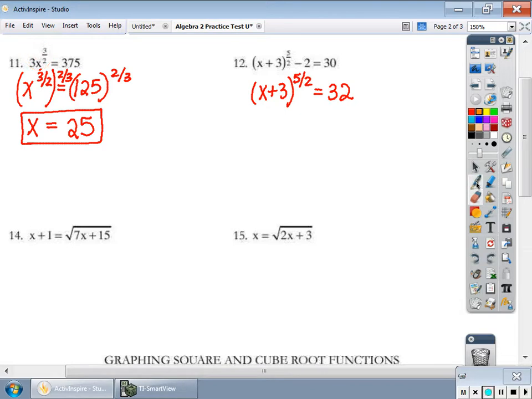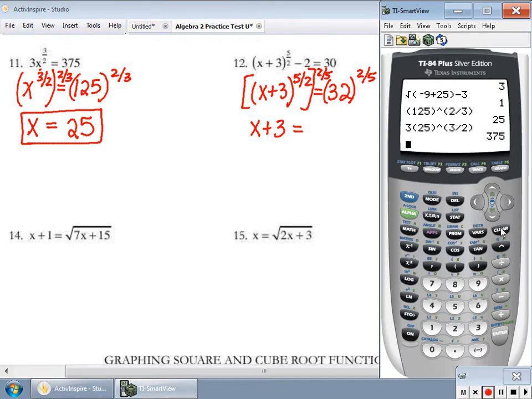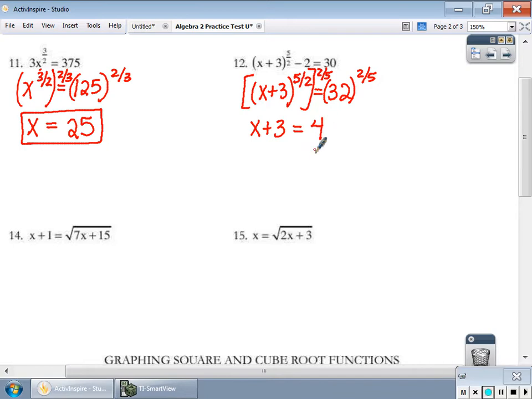But over here, the 3 on the inside of the parentheses, we're ready to do the reciprocal. Reciprocal of 5/2 is 2/5. So we raise each side to the 2/5 power. These are going to cancel. We'll get x plus 3 is 32 raised to the 2/5 power. Parentheses 32, caret, parentheses 2/5. We hit enter, and we get a 4 there. Now to solve for x, we need to subtract 3 from both sides, and x is equal to 1.